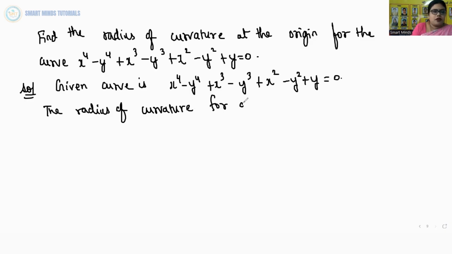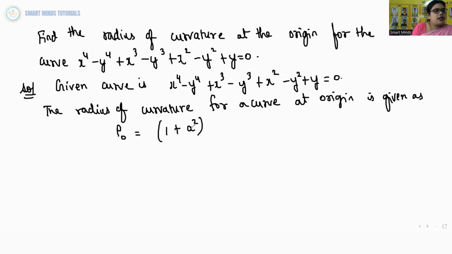Whenever the curve passes through the origin, we can use this formula directly. That is rho naught, the radius of curvature at the origin, equal to (1 plus a squared) whole power 3 by 2, divided by b. In the place of dy by dx we are taking a, and in the place of d square y by dx square, we are taking b. So the new formula is rho naught equals (1 + a^2)^(3/2) / b.